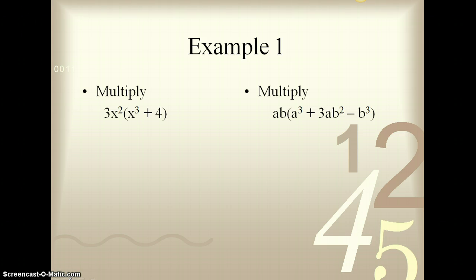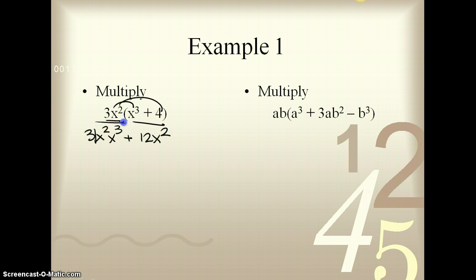So when multiplying a monomial by a polynomial, you need to distribute in order to remove your parentheses. So you're going to get 3x squared times x cubed plus 3 times 4, which is 12x squared.